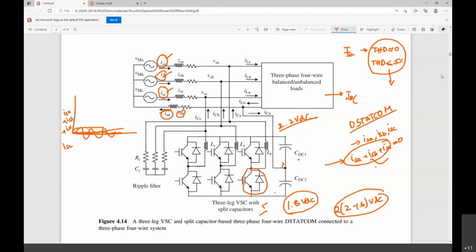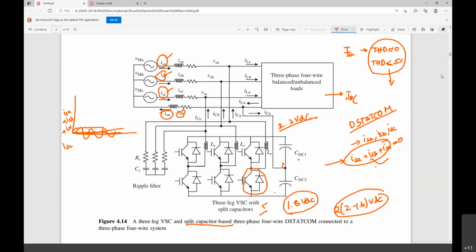One thing I want to make out here: this is the case for the topology of the 3-leg VSC and split capacitor topology, but there are some limitations whenever you are going to use the split capacitor based topology. So please go through that.